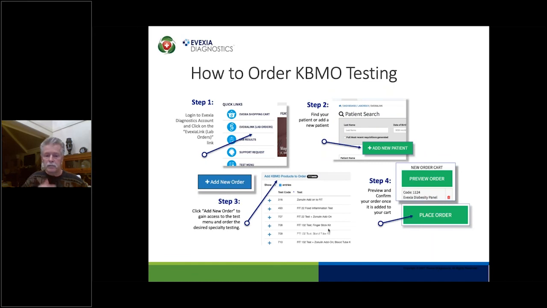Now I would like to go over how to order the test. When you log into your Avexia account, first you will need to go to the Avexia link ordering section, which is located in the left-hand column of the dashboard. There's a quick link. Next, you must select or create a patient to assign the test to. Through the specialty labs, go to the KBMO products tab. Locate the fit test option of your choice, and then complete the order by clicking the place order button.